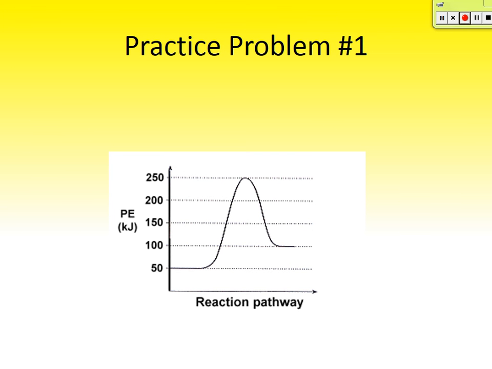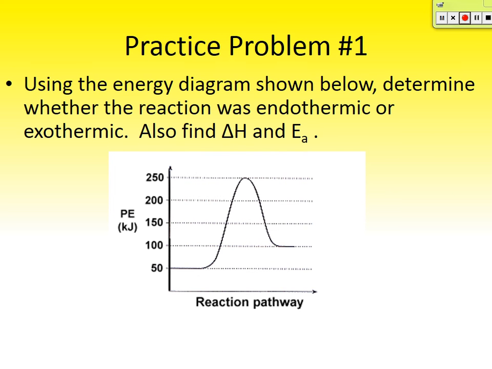We're going to end with a few practice problems. Let's see if you guys got this. Practice problem number 1. It says, using the energy diagram shown below, determine whether the reaction was endothermic or exothermic. Also, I want a number. I want you to find delta H, but I want you to quantify it. Tell me how much delta H is, and also the energy of activation. I want numbers for those.